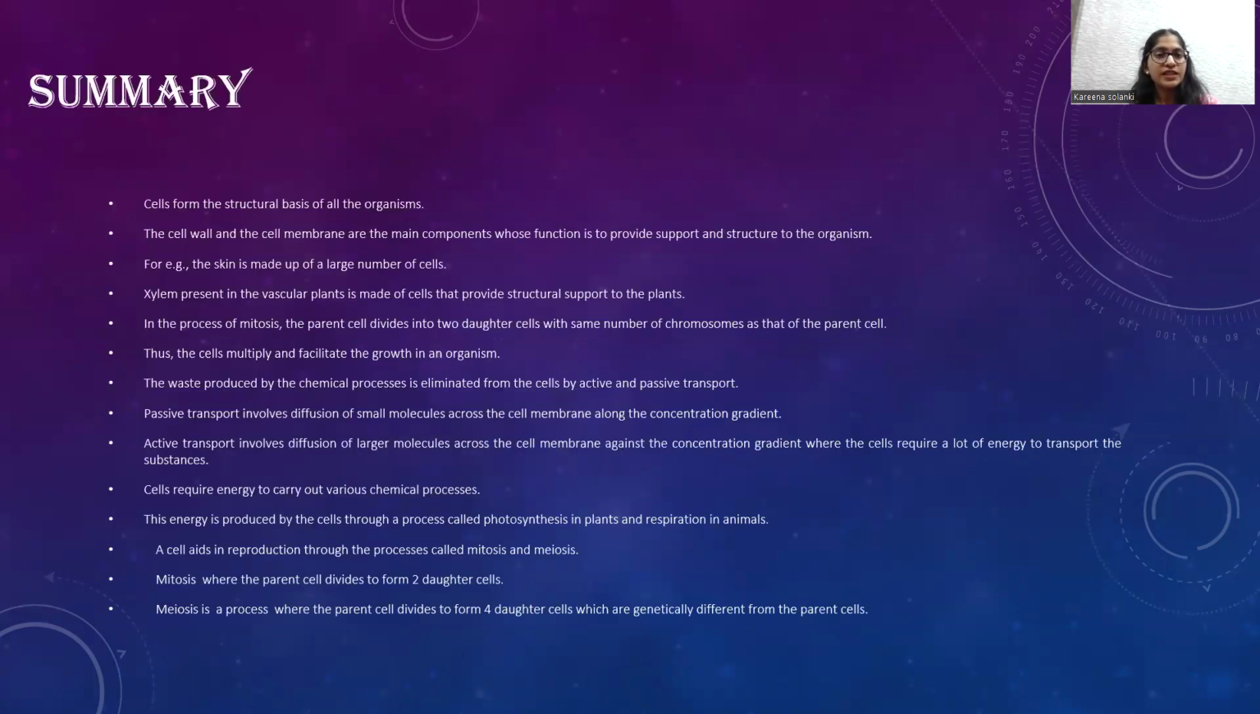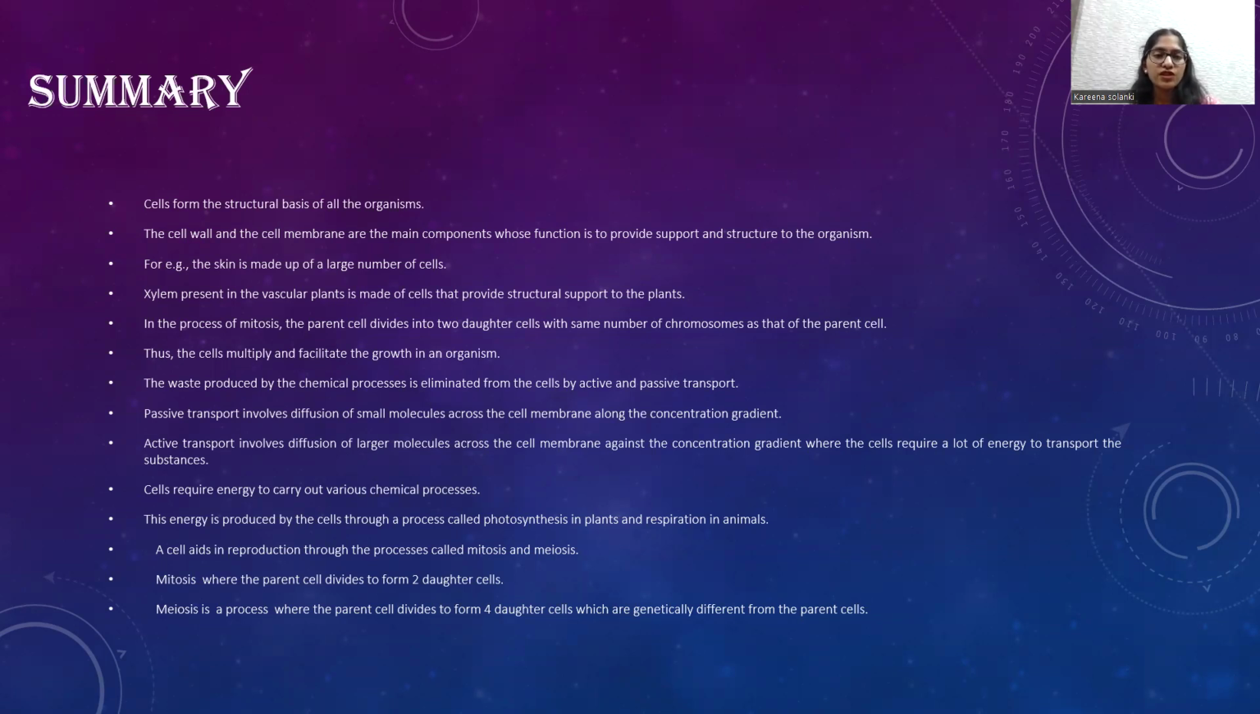Summary. Cells form the structural basis of all the organisms. The cell wall and the cell membrane are the main components whose function is to provide structure and support to the organism. For example, the skin is made up of a large number of cells. Xylem present in the vascular plants is made of cells that provide structural support to the plants.